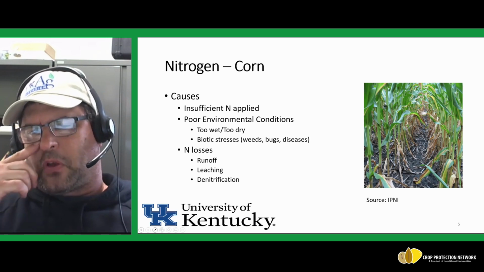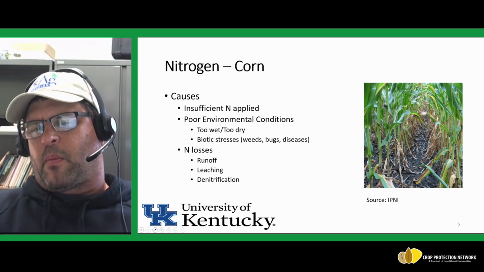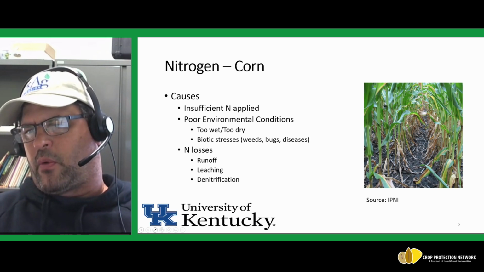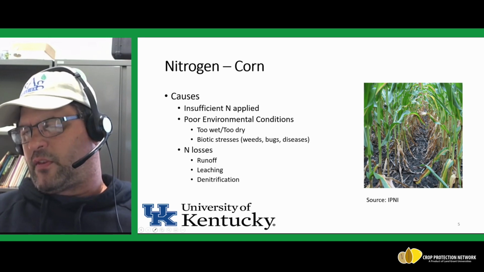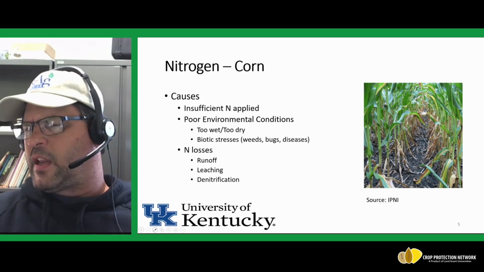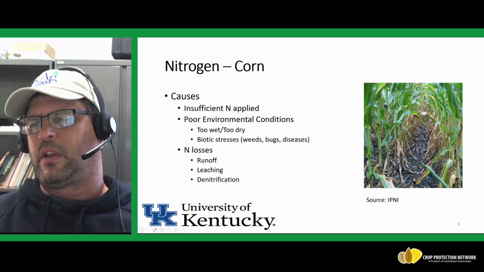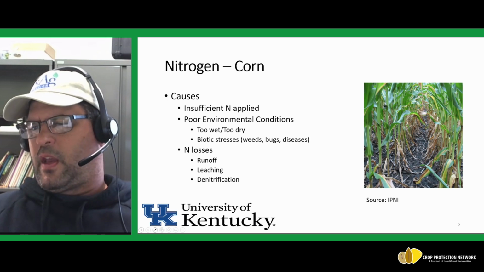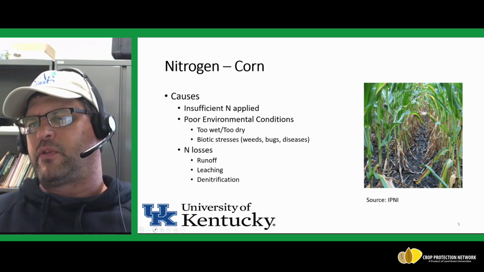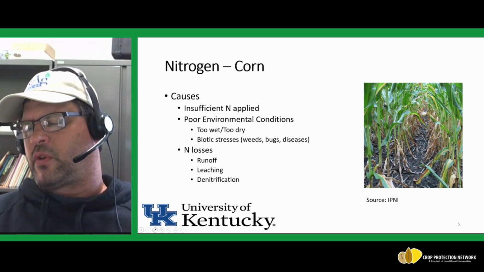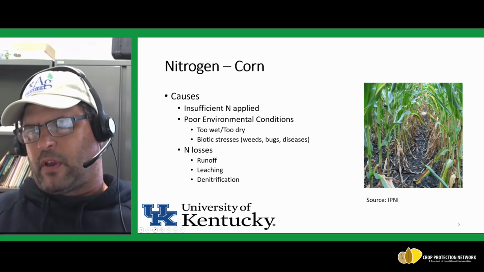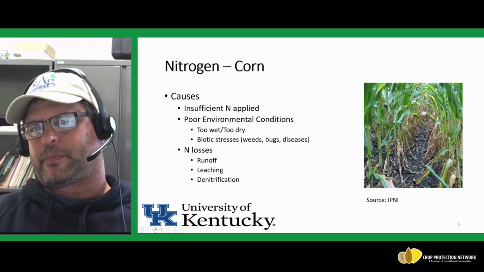And then we have losses. So what we think about our major nitrogen losses are runoff. We apply it on the surface, hard rain, and it runs off with the water. Leaching, that's the downward movement through the soil profile. Typically we'll expect that in a sandy type soil or something that's tile drained. And then denitrification, that is when the soil becomes waterlogged, the nitrogen will be reduced out of the nitrate form to a form unavailable for plant use, and it's essentially lost.